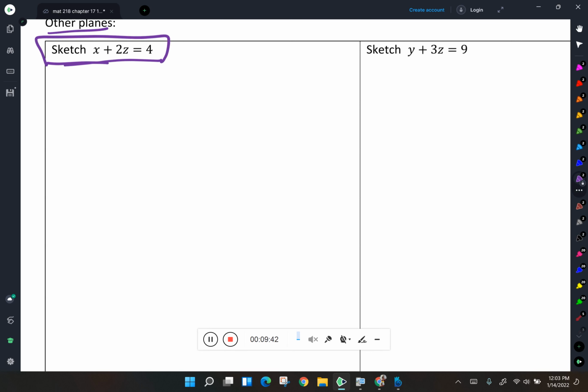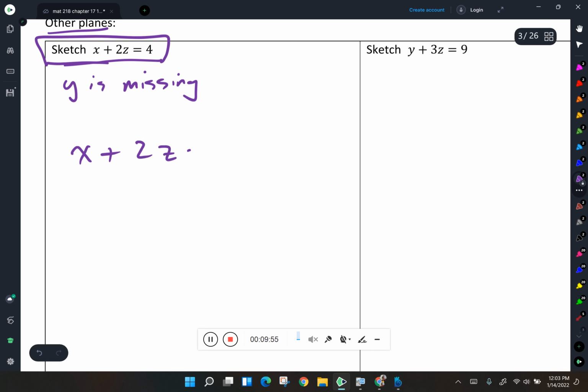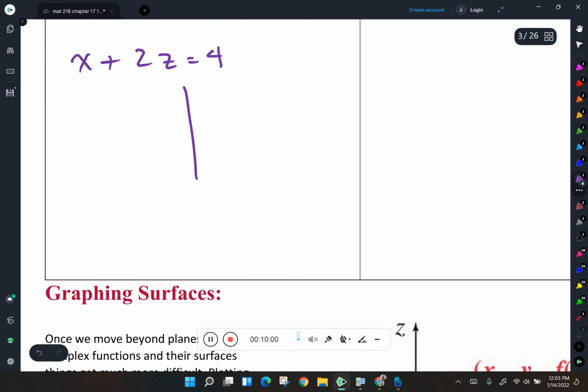Did you notice that the y is missing? There's no y variable in that. And so basically I just have x plus 2z is equal to 4, and there's no mention of the y. So what would the graph look like? Remember, this is our x, this is our y, this is our z, and this is positive, this is positive, this is positive.